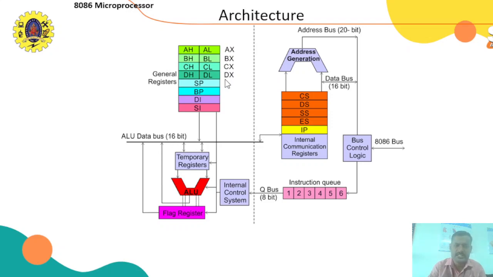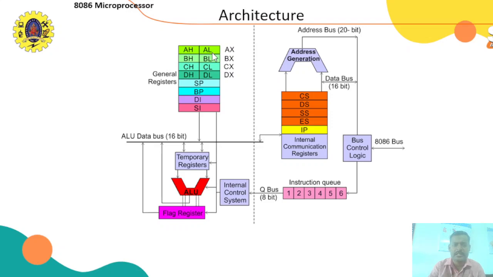Look at this. These are the general purpose registers: AX, BX, CX, DX. These are 16-bit registers. Whenever we need to, we can use them as 16-bit registers. Whenever we need an 8-bit register, we can split it into lower and higher. So AX can be split into AL and AH.